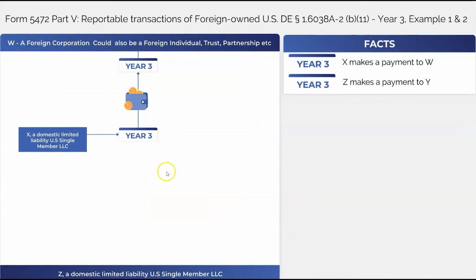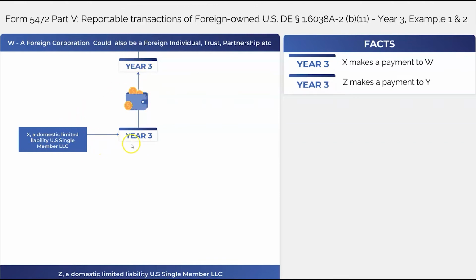So let's roll back and see how that works. X will file an information return because during the year it's actually transferred payment to W. So if we're preparing this information return, we would call this a distribution.